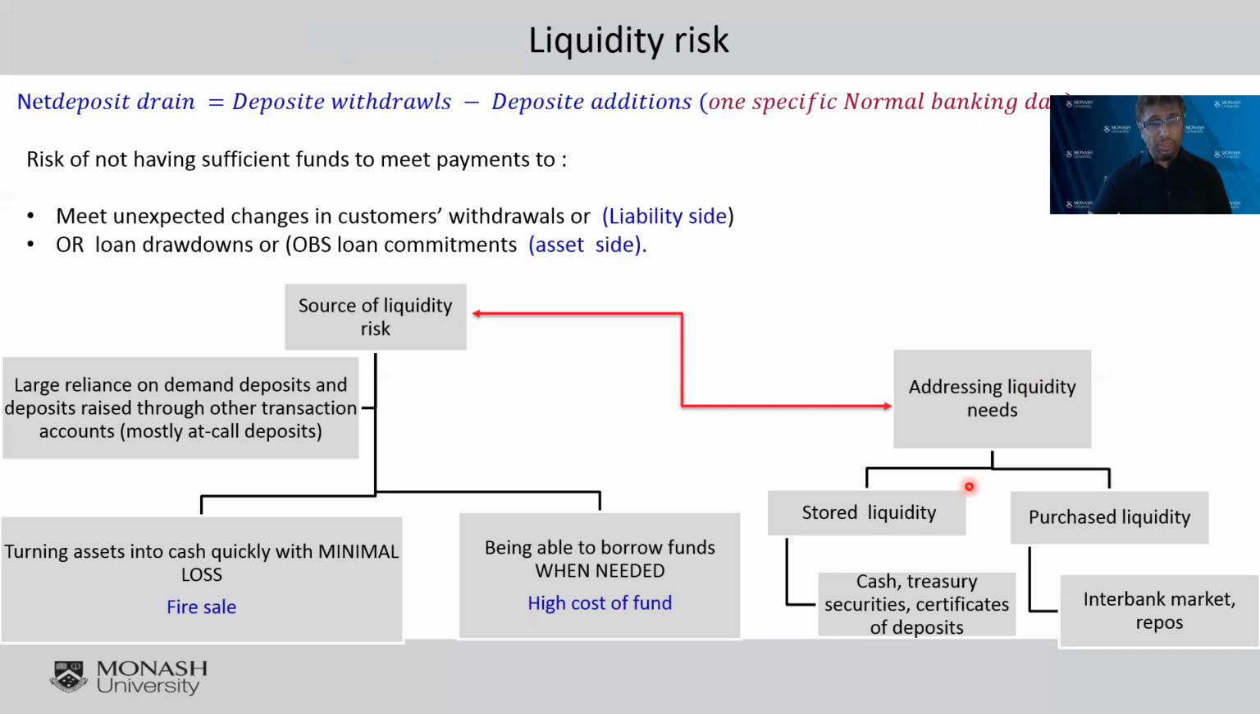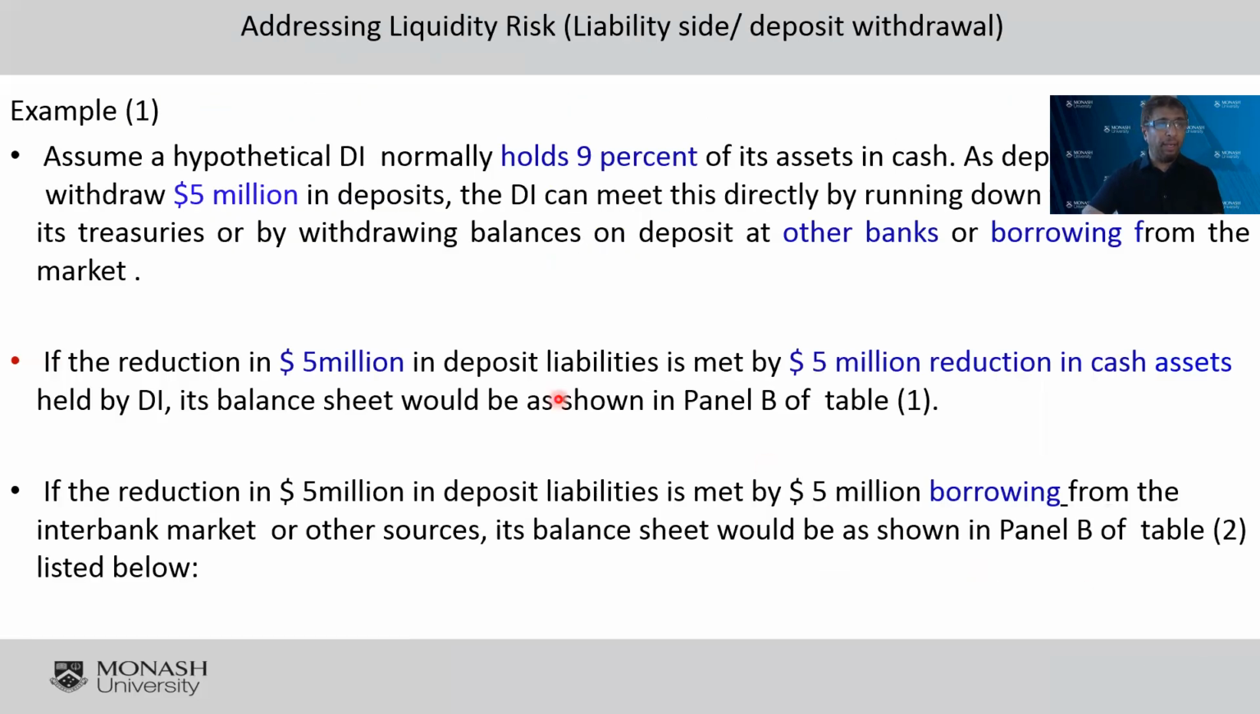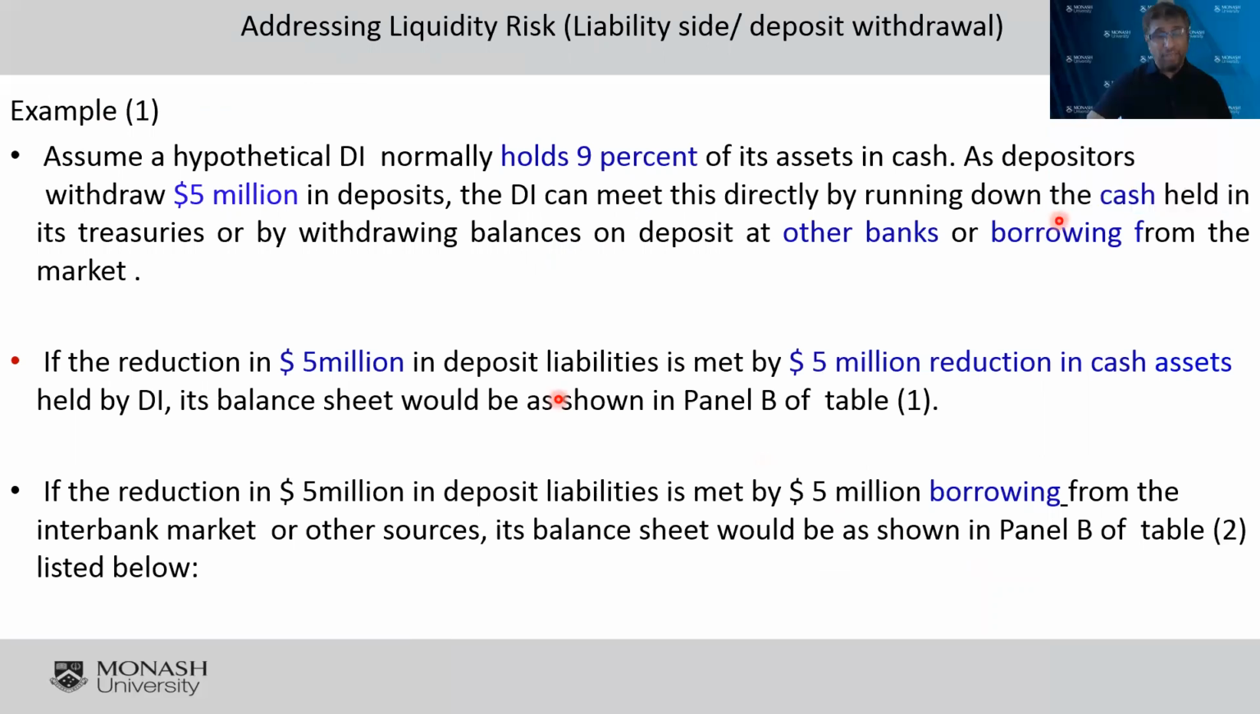So how do we address liquidity? We said through stored liquidity or purchased liquidity. Stored liquidity is like cash, treasury securities, certificates of deposit, those are assets on the asset side, and you sell them. Or purchased liquidity, through the interbank market or repos. Repos are repurchase agreements, usually between you and the central bank. You sell them now cheap and you buy them back later at a higher price, and the difference is your cost of this borrowing. In the interbank market, they will give you funds according to the market rate. Okay, I think we are done with this issue.